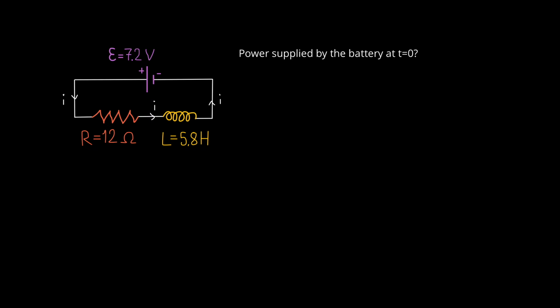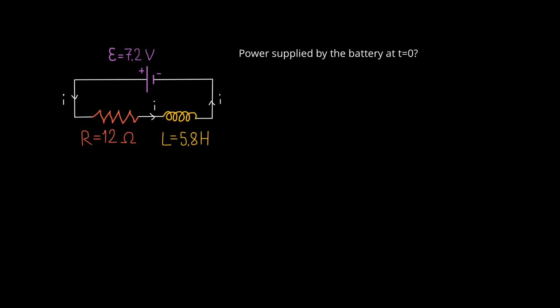The RL circuit in the picture is closed at t equals 0. What is the power supplied by the battery at that moment, at t equals 0? At the very beginning, because of the inductor, the current will be equal to 0 in the circuit.